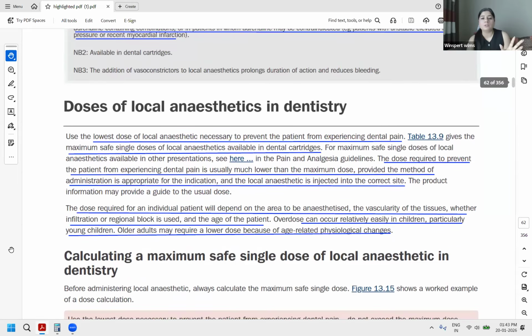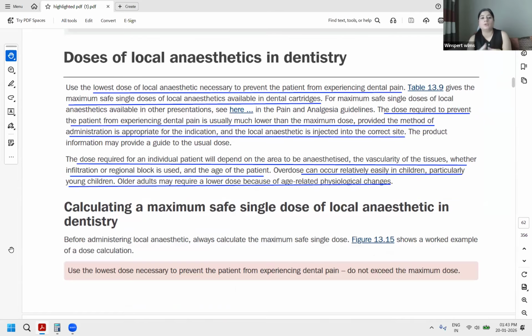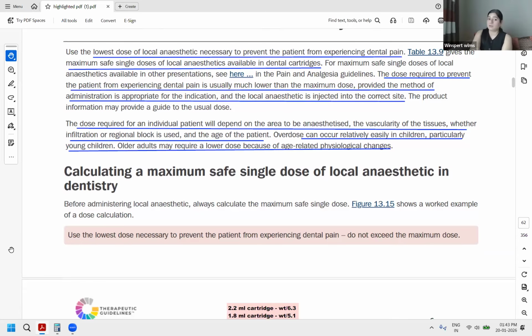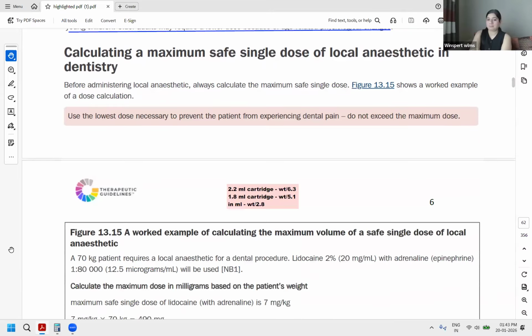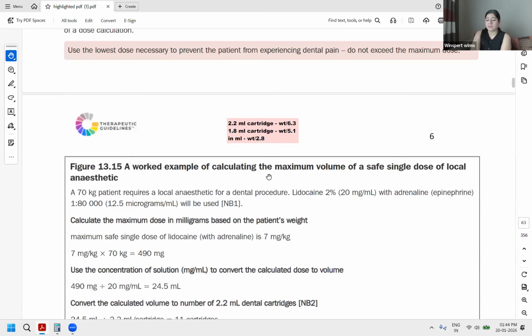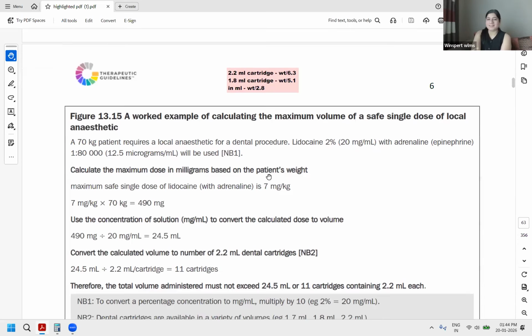So what should be the doses of LA that are given? This you need to memorize for every local anesthetic. Milligrams per kg differ, and you have to memorize their maximum safe single doses. How many cartridges can you give? How many mLs can you give? This gets asked in the exam. So I've written down the magic numbers here, and I've seen the request on the chat.